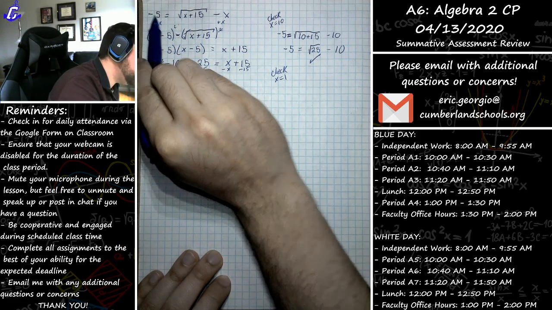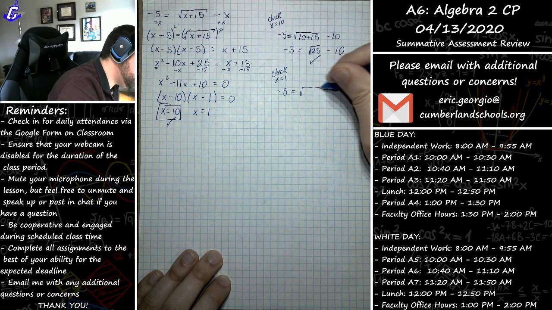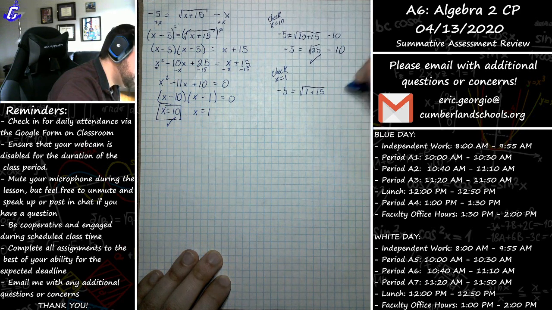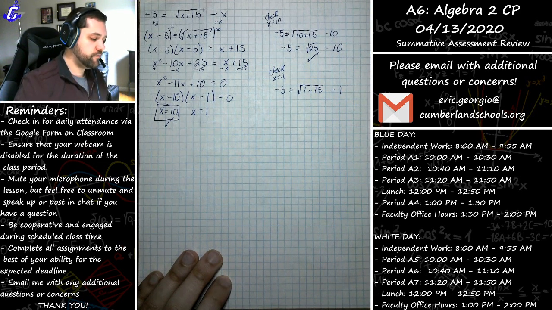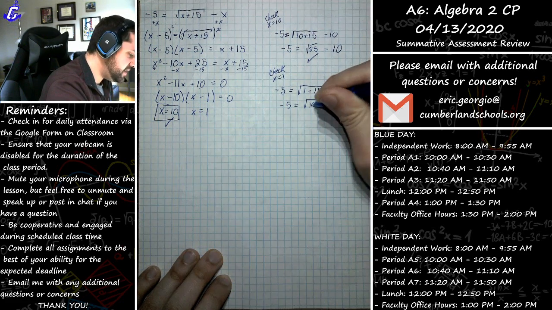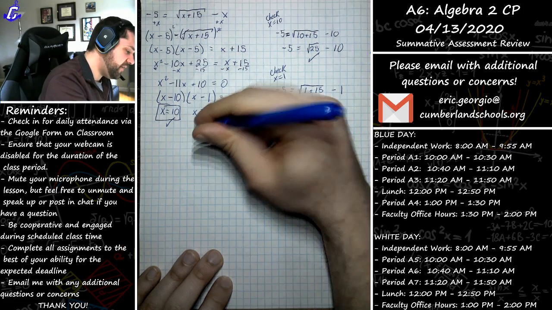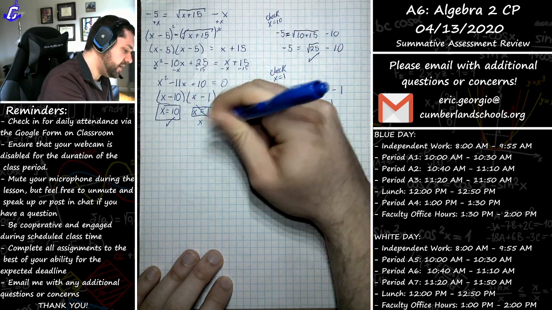Is it true, again going way back up to the top, that -5 is equal to the square root of 1 plus 15 and then minus an additional 1? I'm not as convinced on this one. Negative 5 is equal to the square root of 16 minus 1. Square root of 16 is 4, minus 1 is 3. Definitely not equal to negative 5. So we do have one extraneous solution.